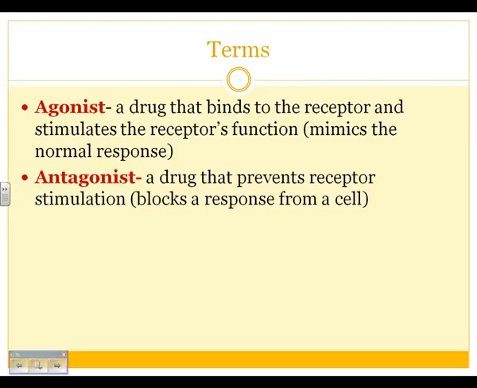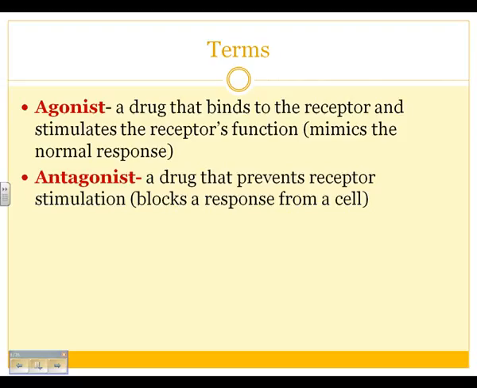Alright, so let's say that we have a receptor, and that receptor's job is to cause vasoconstriction. That's what it does. But we have an antagonist that blocks that. What's going to happen is you're going to have vasodilation. Okay? Because it's going to block that receptor from doing its normal job, which will cause the opposite reaction.